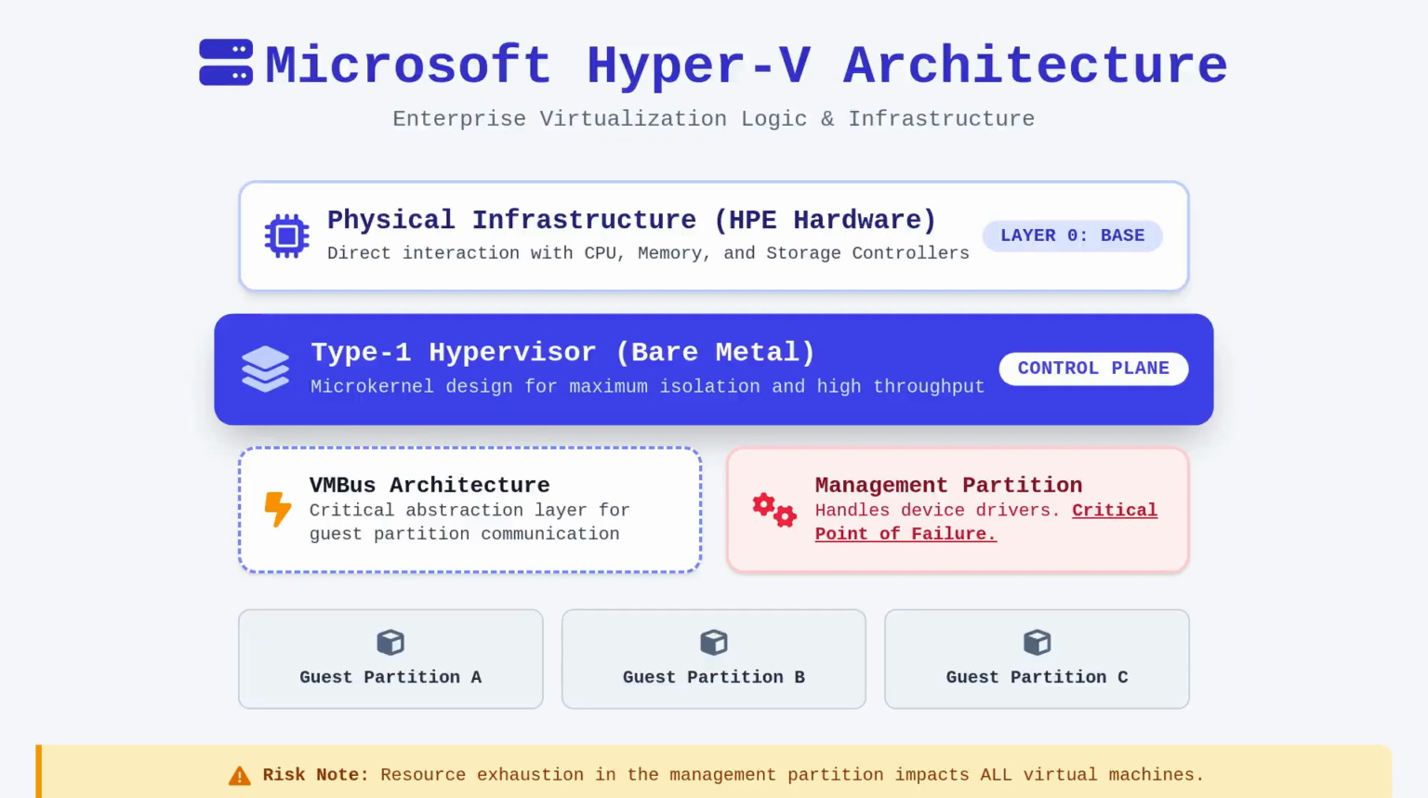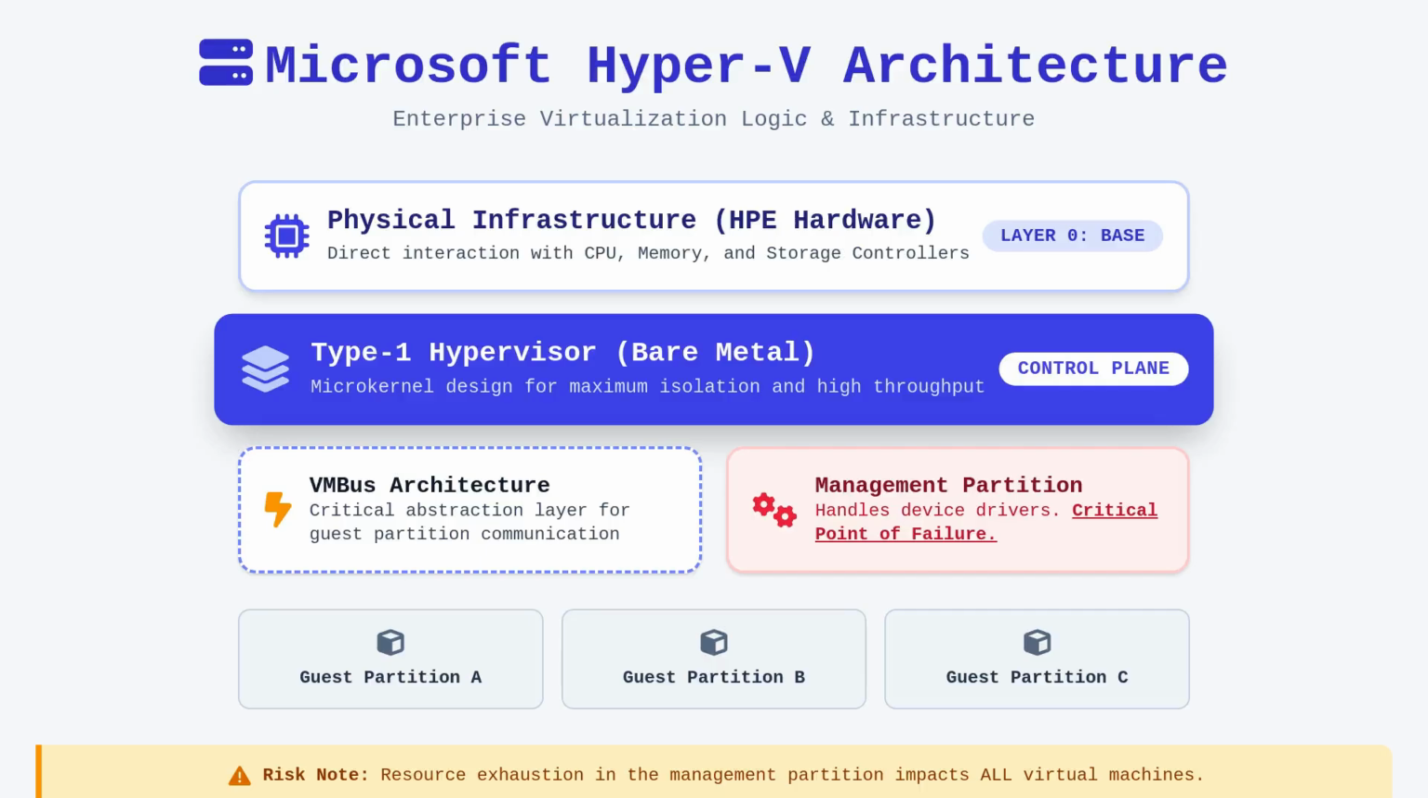Microsoft Hyper-V operates as a Type 1 hypervisor, which means it runs directly on the server hardware rather than on top of a host operating system. This architectural choice is foundational because it dictates how the hypervisor interacts with the physical CPU, memory, and storage controllers. When we deploy Hyper-V in an enterprise environment, especially one leveraging HPE hardware, we need to respect the abstraction layer created by the virtual machine bus.